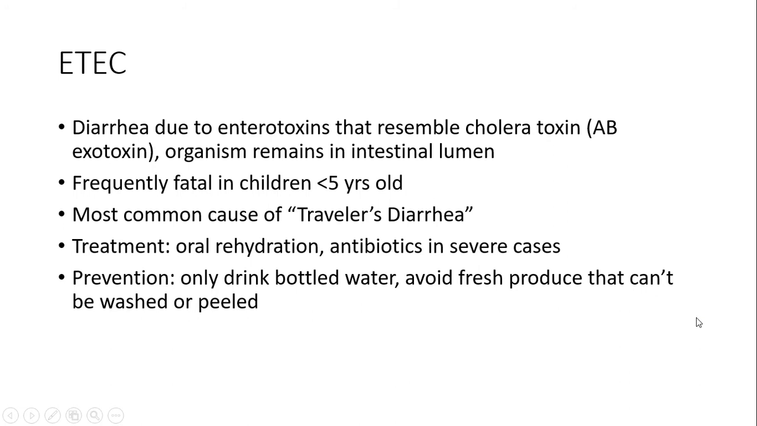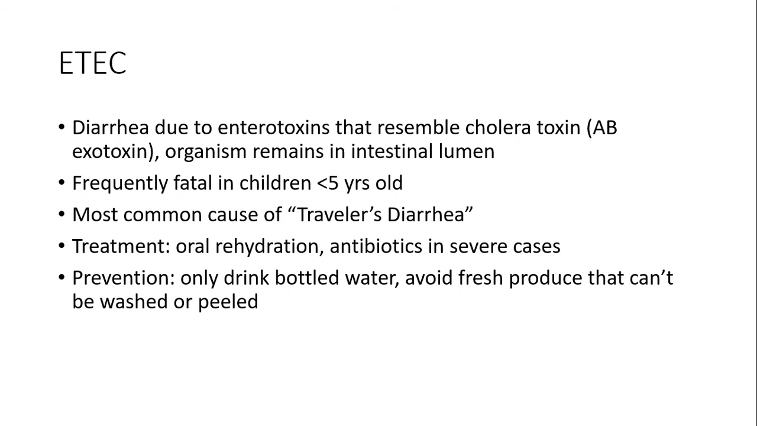So the next one is enterotoxigenic E. coli. This is diarrhea due to enterotoxins that will resemble the cholera toxin, which is an AB toxin. And the organism itself will remain in the intestinal lumen. This is frequently fatal in children under 5 years old, especially in the developing world. And this is the most common cause of what's called traveler's diarrhea.